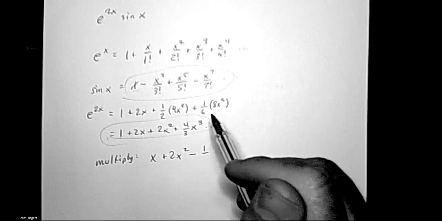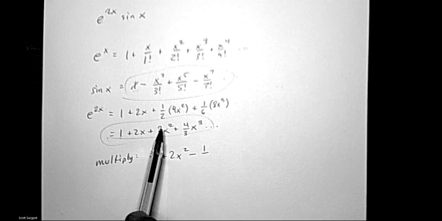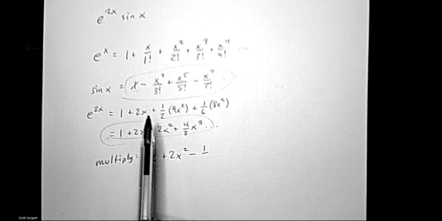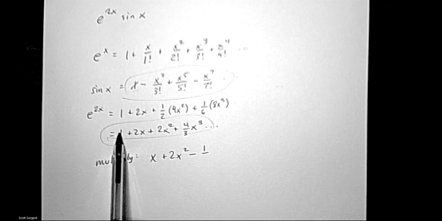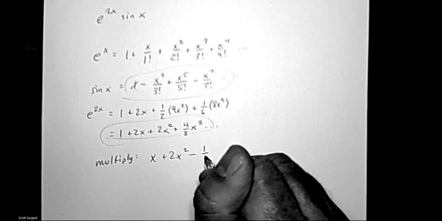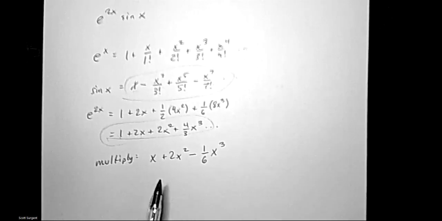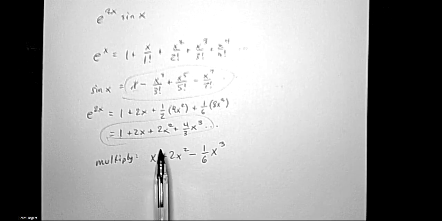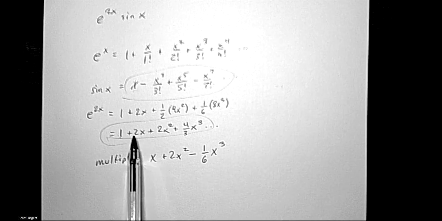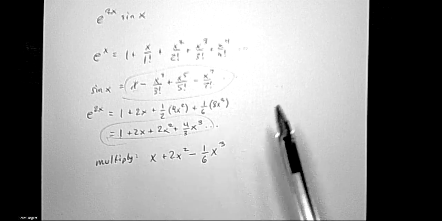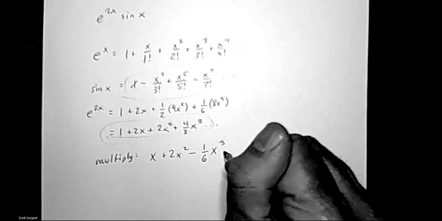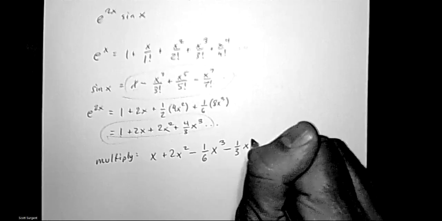So that's a 6. So it would be 1/6 x cubed. And then just for the heck of it, I could make an x to the fourth by multiplying this term and this term. So I'd have 2 over 6, so minus 1/3 x to the fourth.